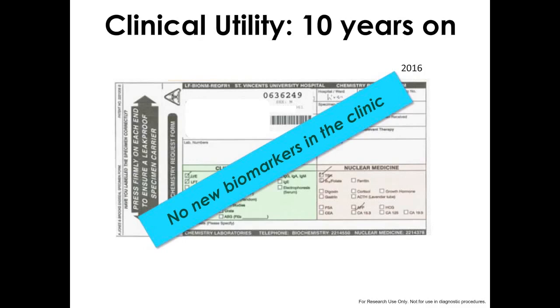We can see in the bottom right here that a number of the tests are for proteins in blood, including, for example, PSA and AFP that was ticked on this form. And those are proteins in blood that indicate whether a patient may have a particular cancer. For AFP, it's hepatocellular carcinoma, and for PSA, it's prostate cancer.